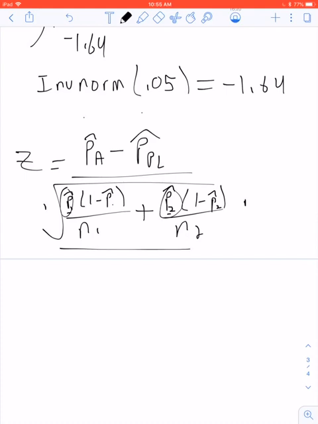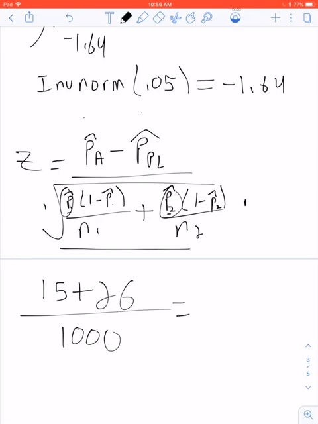My pooled data is going to look like this. 15 people got cancer in the first group plus 26 people getting cancer in the second group, divided by, well, there were 500 people in the first group and 500 people in the second group, for a total of 1,000 people. All right, let me do a little math here. 15 plus 26 divided by 1,000 is equal to 0.041.